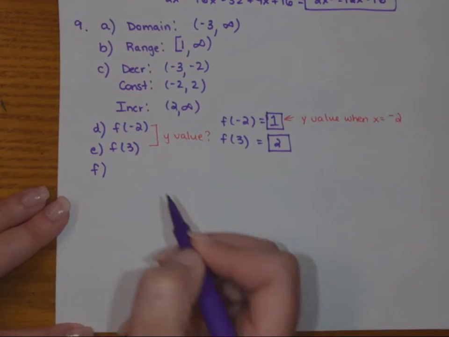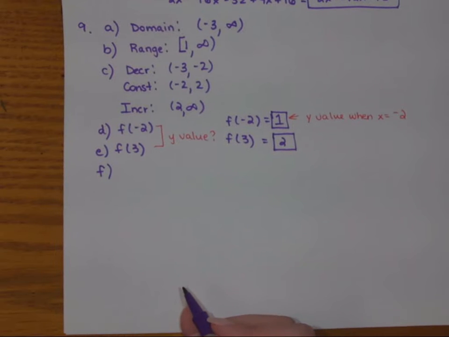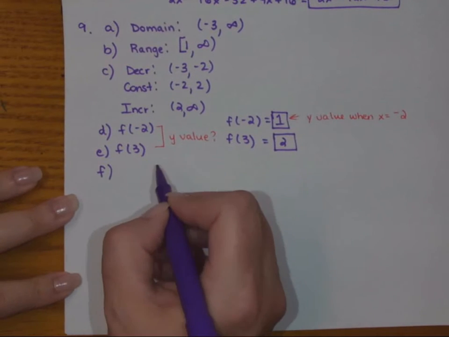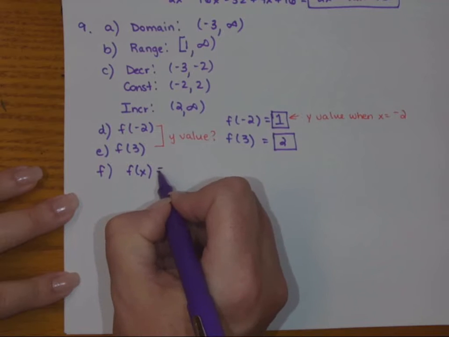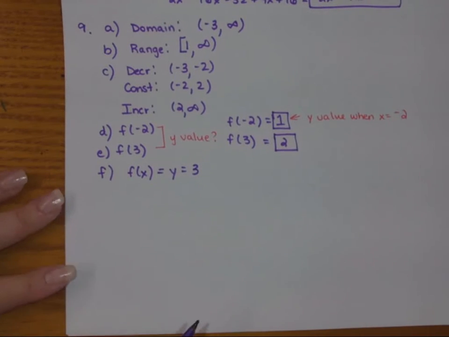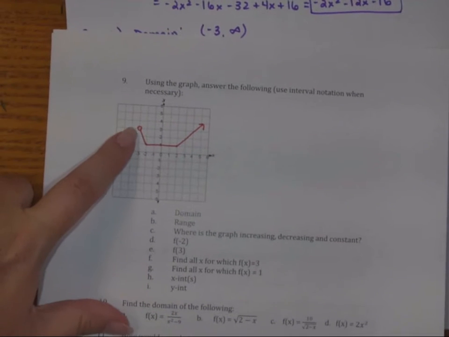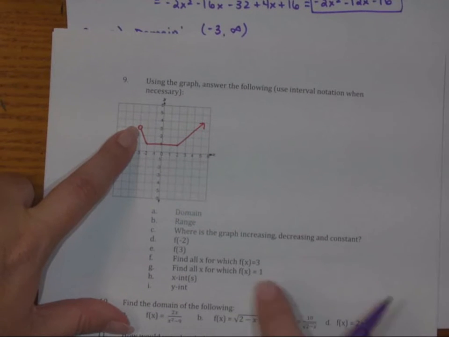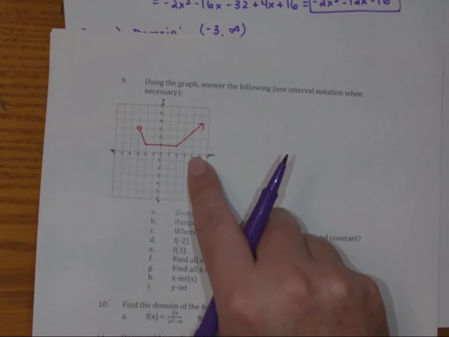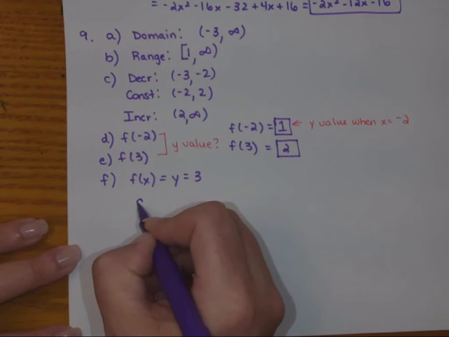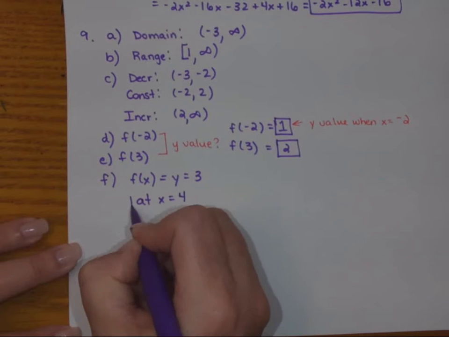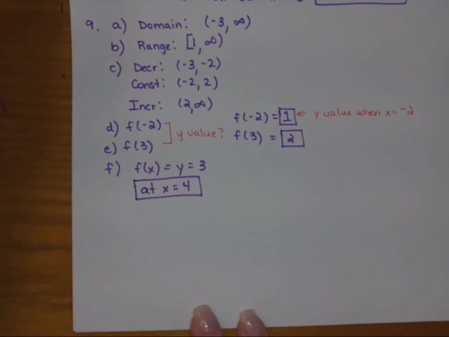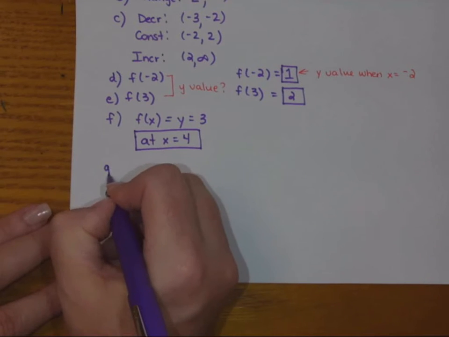All right, f. Find all x for which f of x is equal to 3. Okay, so in other words, f of x or y is equal to 3. That's what it's telling you. Okay, so you go to your graph and you find y equals 3, and then you tell me which x values it's 3 for, right? So if you look at this graph, notice here's y equals 3, but it's open, so we won't include that one. But here's another y equals 3, and it occurs at x equals 4. So we would say at x equals 4. It's asking you for the location that the y value is whatever it is. It's asking you for where it's located at.